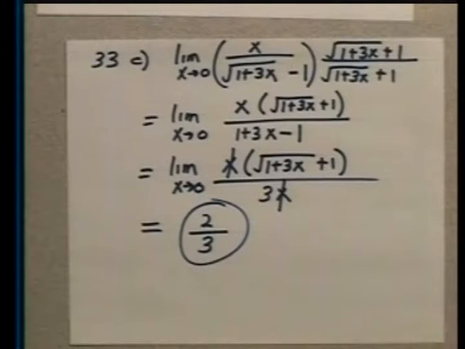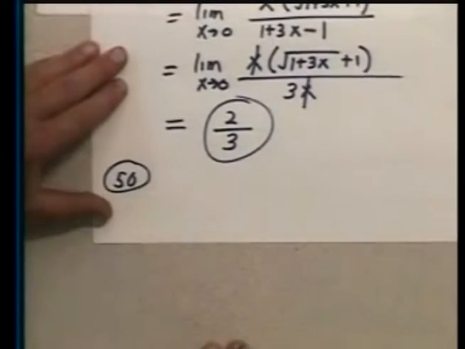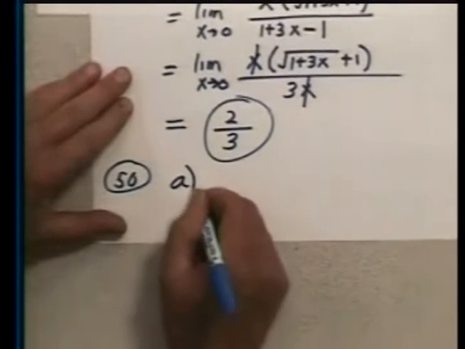Anything else? Is there anything left? 50. There is one left. 50. Okay, which part? Any of them? Okay, that would include A then, right? Yep.